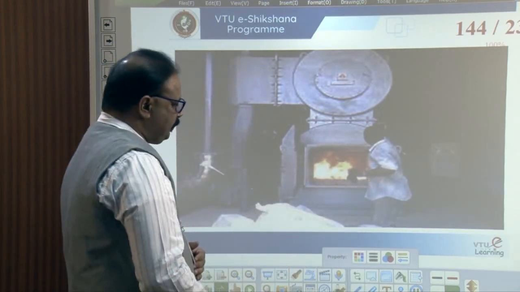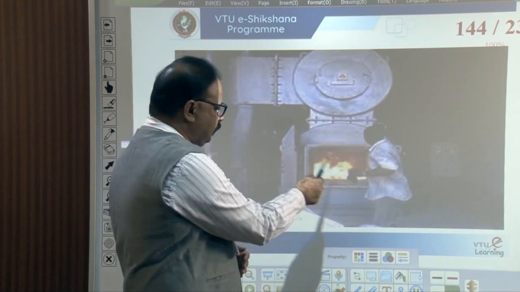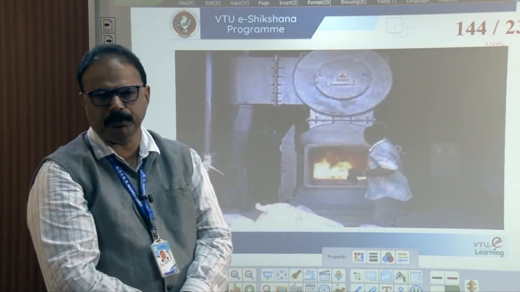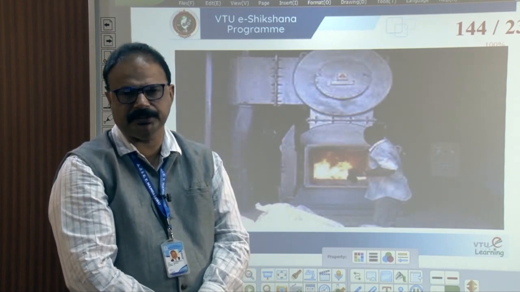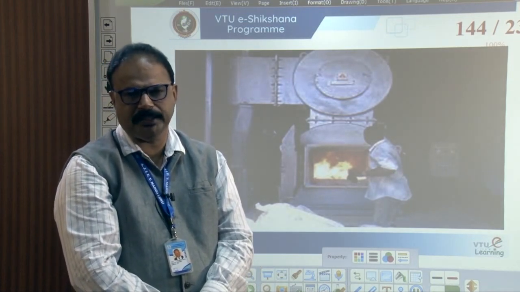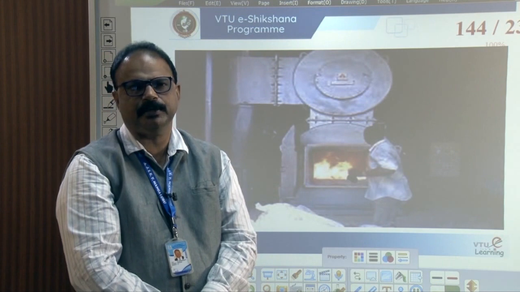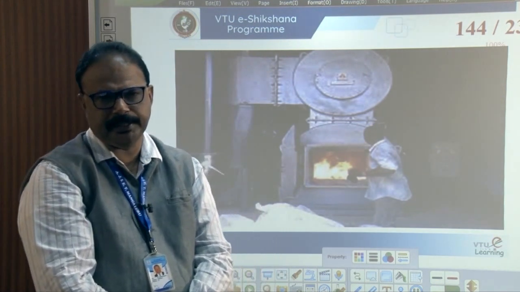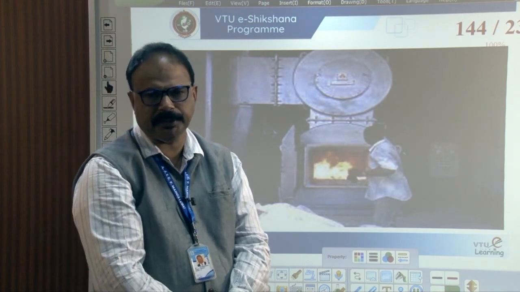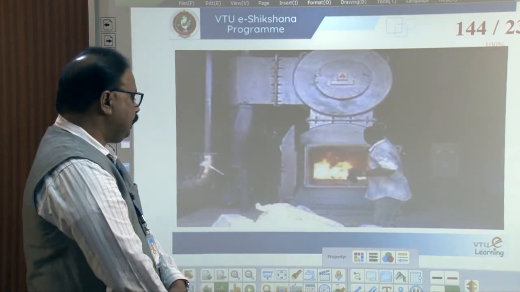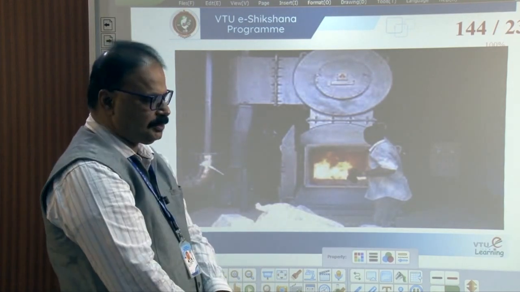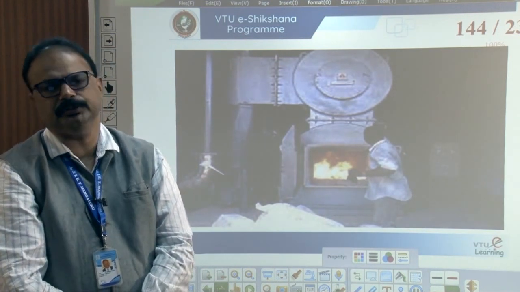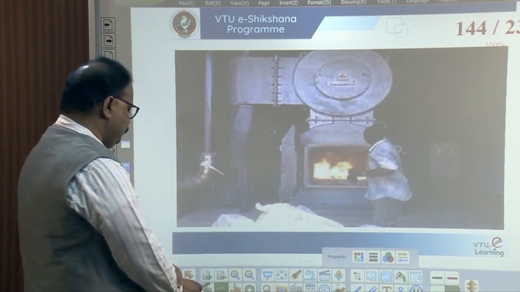Some biomedical waste people put the waste into this. It burns at about 1800 degrees Celsius, and all the ashes will come down. This is a quick, fast and effective method. Many companies prefer this. Financially strong companies will prefer this one for disposal.